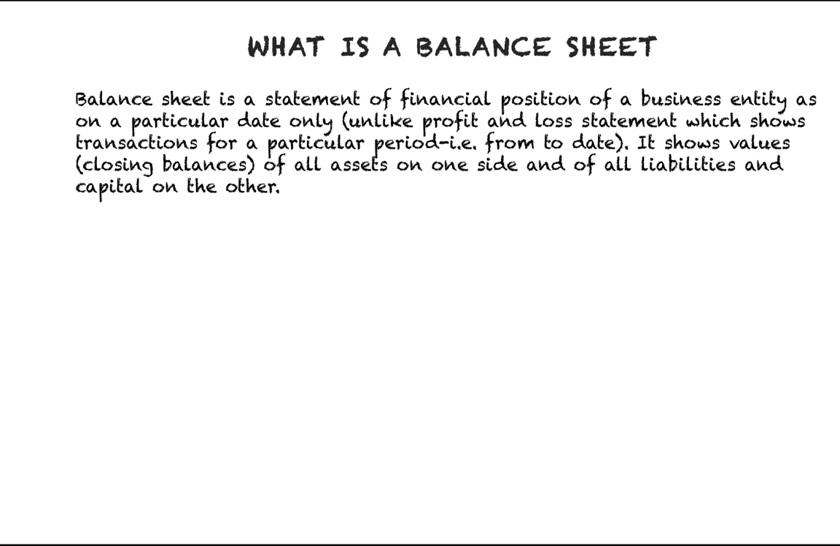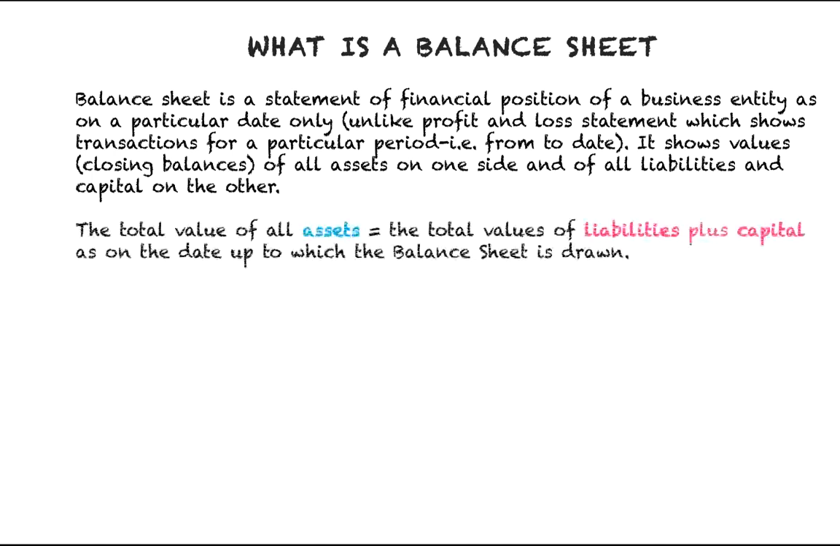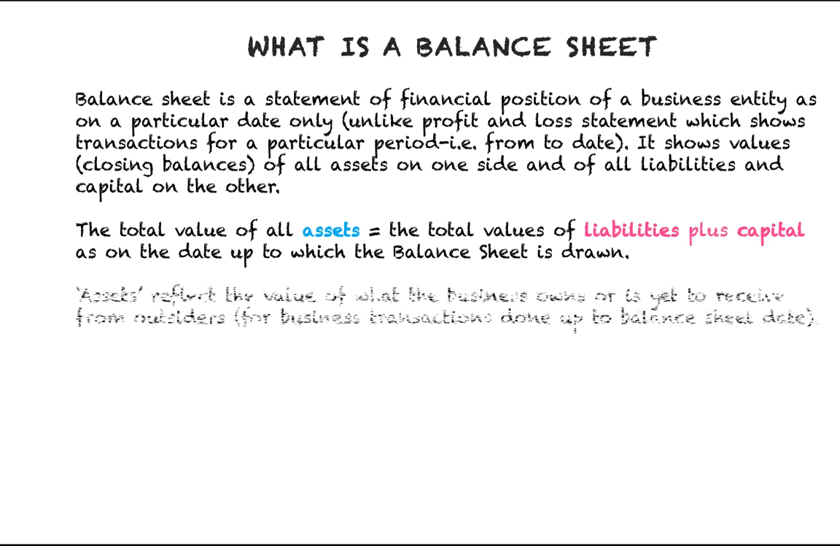It is as on an end date, that is, the end of the year or the end of the month or the end of the quarter, respectively. It shows values, that is, closing balances of all assets on one side and of all liabilities and capital on the other. So the total value of all assets equals the total value of liabilities plus capital as on the date up to which the balance sheet is drawn. Mind it, it should be as on that closing date. The values represent the values as on the closing date.